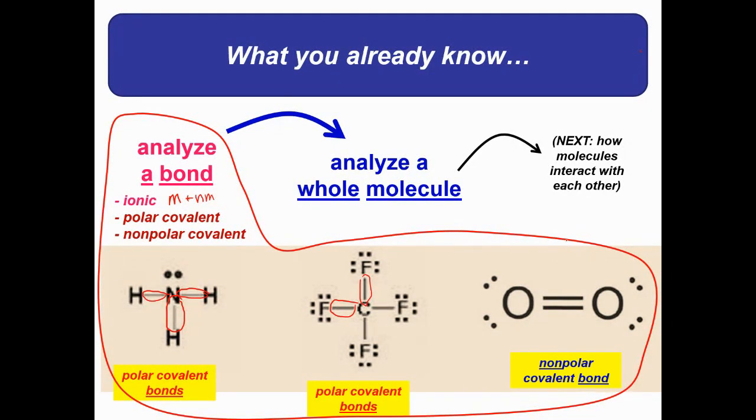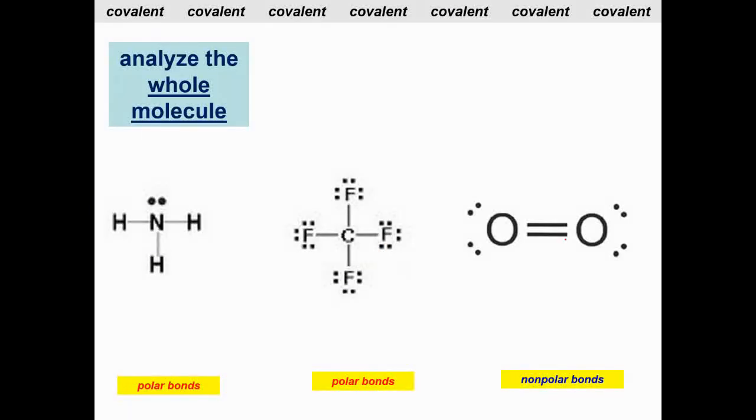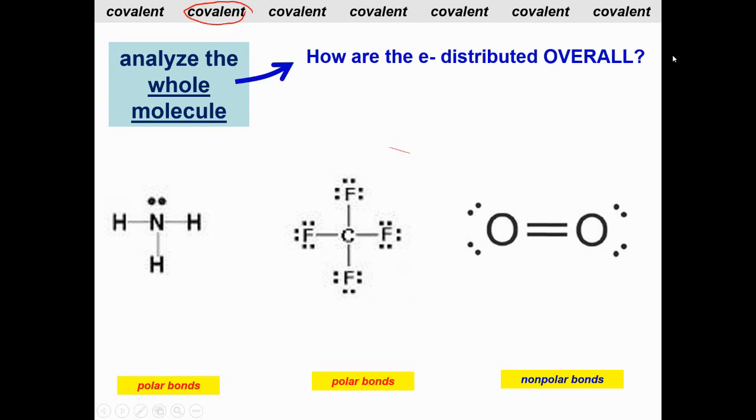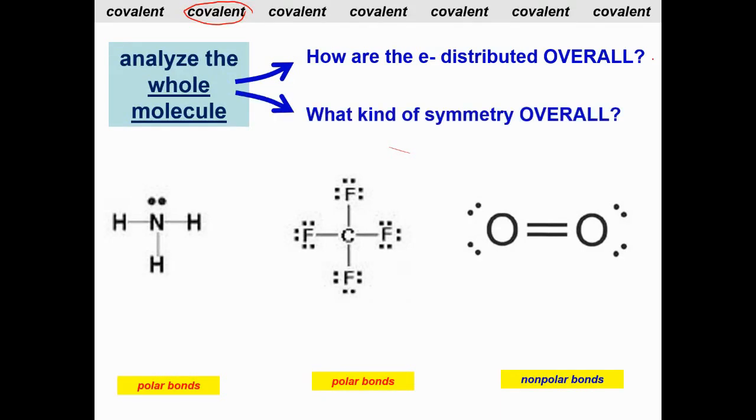And now we're going to look at the whole molecule. When we analyze a whole molecule, we're talking about only covalent molecules. Focusing on covalent molecules here. Forget about ionic for now. When we analyze the whole molecule, we're wondering how the electrons are distributed overall through the whole molecule. What kind of symmetry does it have overall? Are the electrons distributed equally or unequally? Is it lopsided or not? So a polar molecule will have a lopsided distribution of electrons.